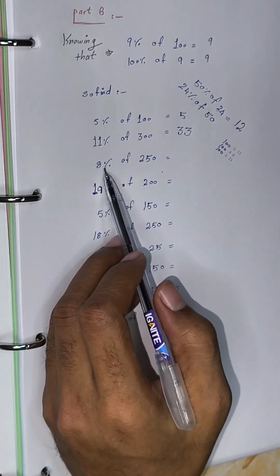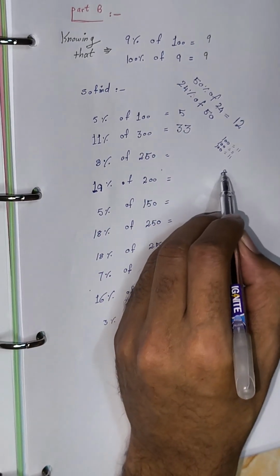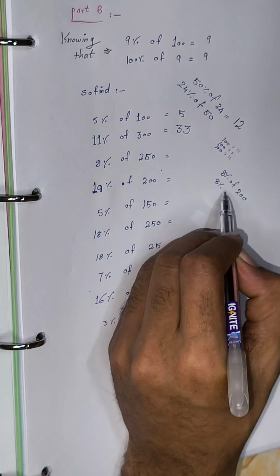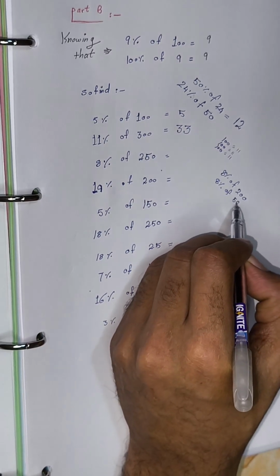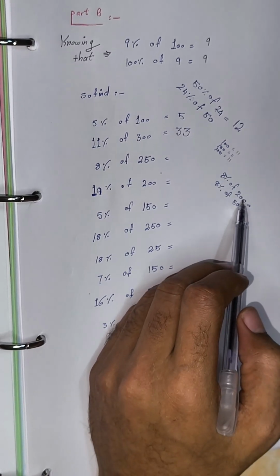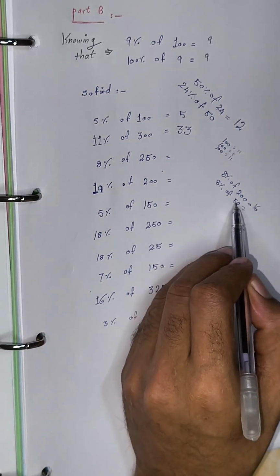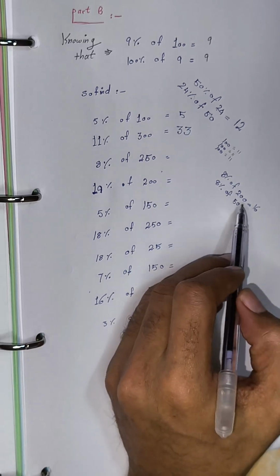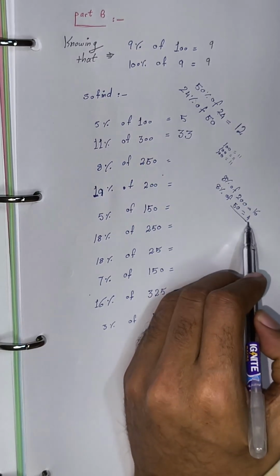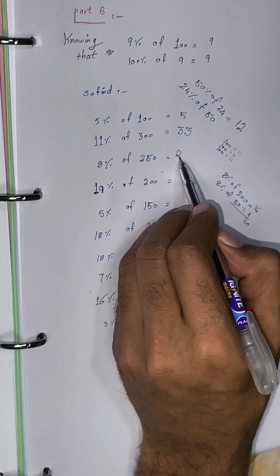Alright, now let's think of this. 8% of 250. We can think of 8% of 200 and then 8% of 50, and then we add them together. So what's 8% of 200? It's just 8 2 times, which is 16. And 8% of 50 is the same as 50% of 8, which is just 4. So 8% of 250 is just 20, adding 16 plus 4.